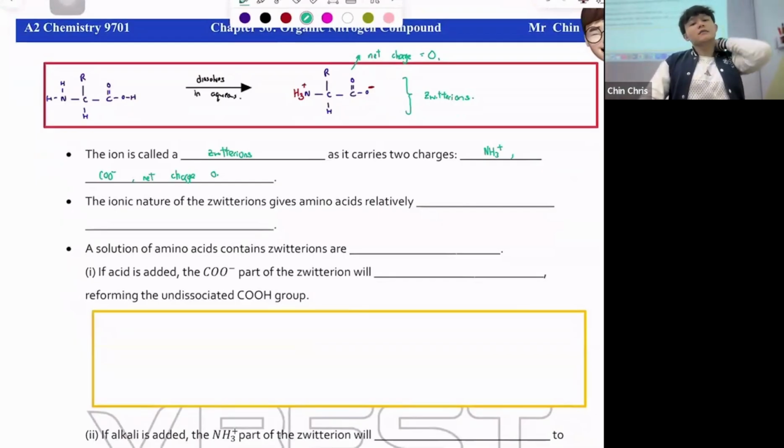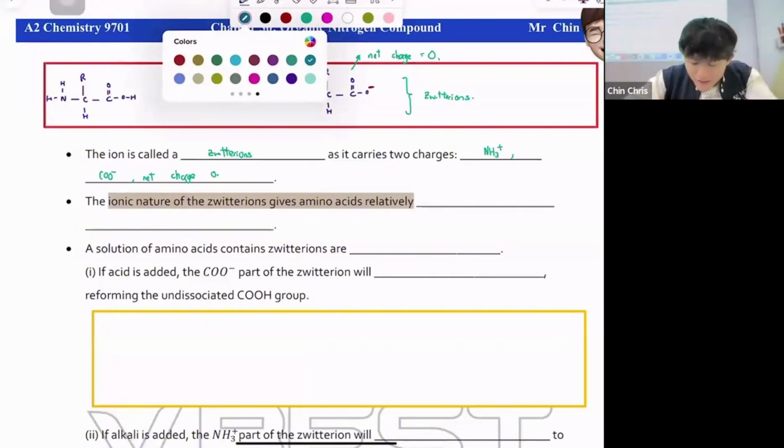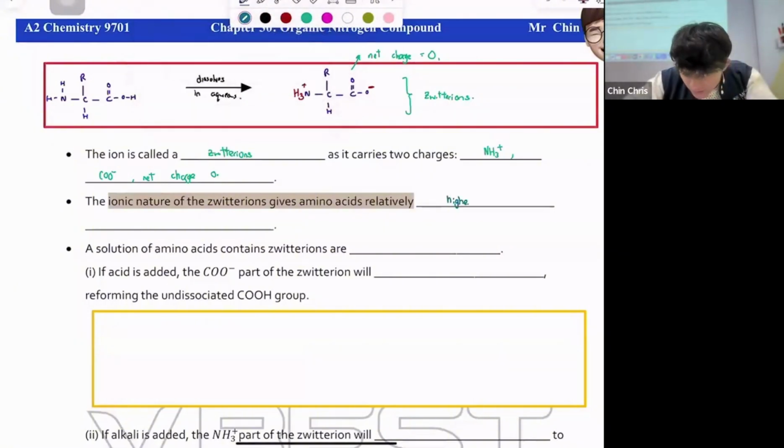Okay, next. The ionic property of this zwitterion. Highlight the words ionic nature of a zwitterion. Like an ionic compound, it gives your amino acid a relatively higher melting and boiling point.